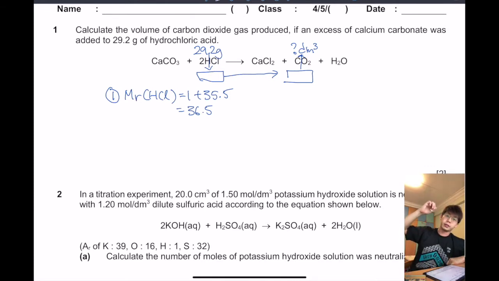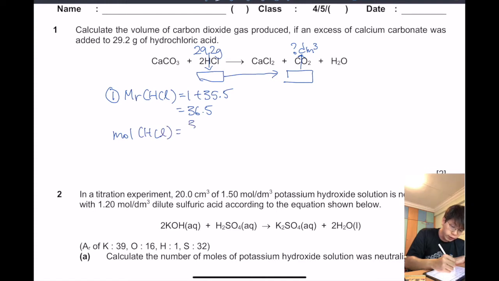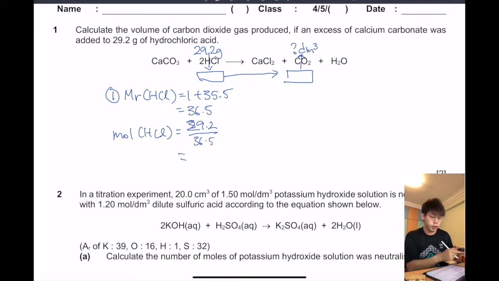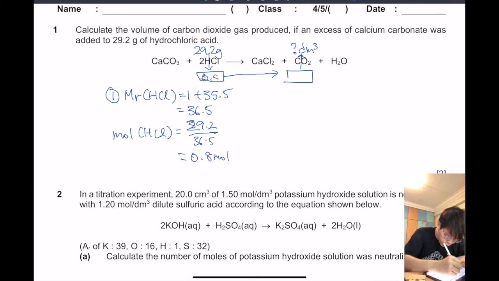Now I need to find the number of moles of HCl. I need to go from 29.2 down, so that's divide. So moles of HCl equals 29.2 divided by 36.5. Never leave it as a fraction. That is just nice, 0.8 moles. Fantastic. So let me just write it here, 0.8 moles.